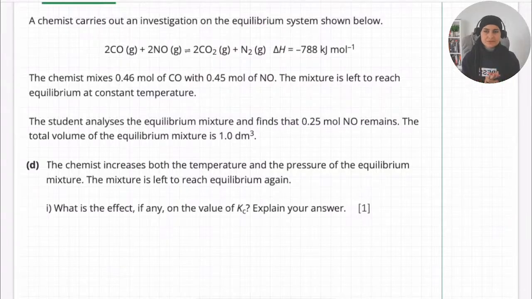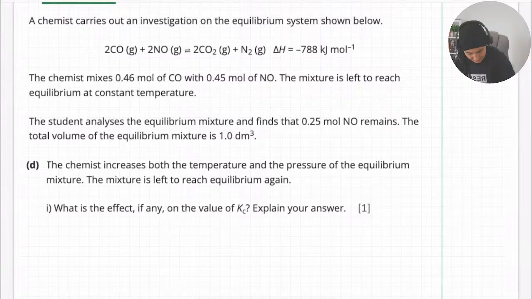remember that Kc is only affected by temperature, right? So equilibrium would shift if you change the temperature and if you change the pressure, but Kc, just memorize it, okay? Kc is only affected by temperature, nothing else. Because if you change something else, the concentrations would just readjust to keep Kc constant. But temperature will change the value.